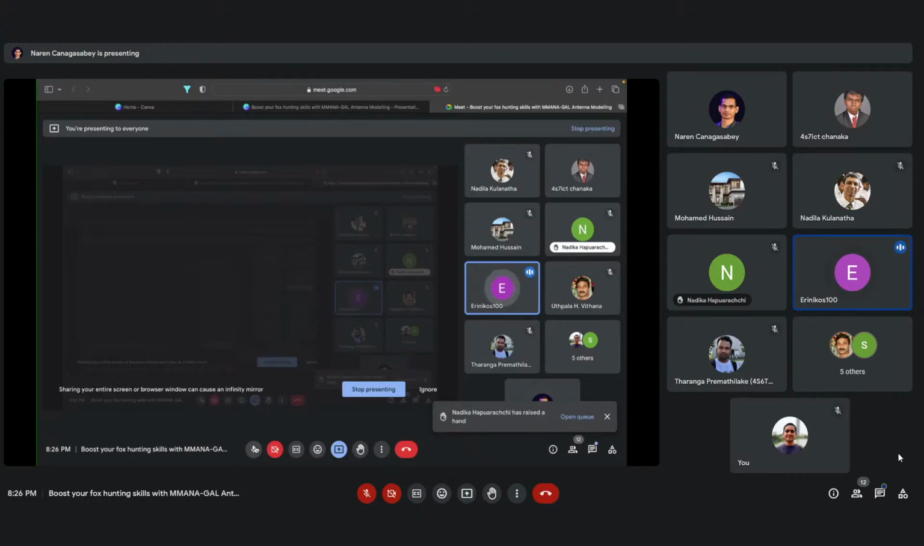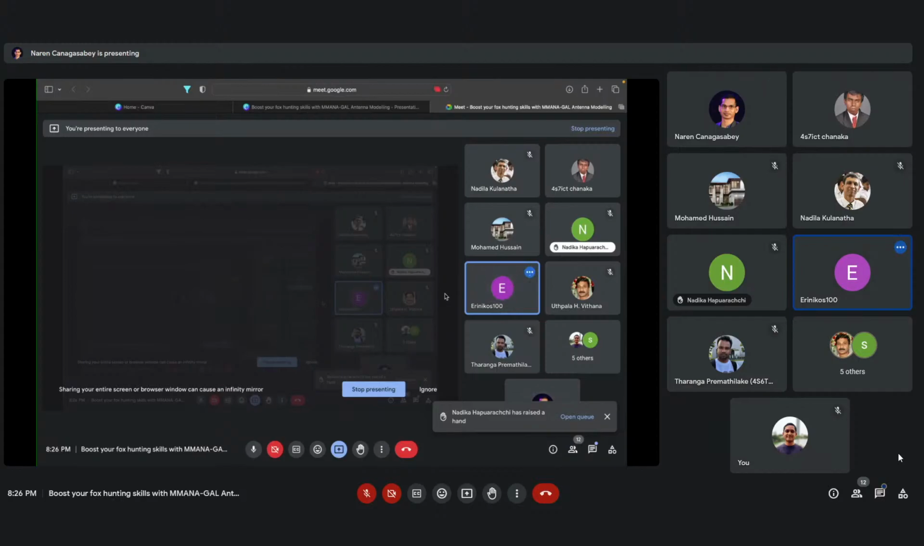For example, I had a wire Moxon rectangle on 40 meters for many years, and boy, that thing really worked like a bomb. And even Nadika has played around with 20 and 15-meter Moxons, and we swear by it. Great antenna. Go ahead, Naren.